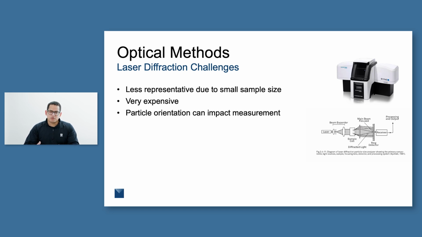One of the other challenges with the optical method, especially the laser diffraction method, is that, like we talked about, we're measuring the diffraction based on the particle size. Clay particles, for example, are flat. Depending on the orientation of that particle, you may wind up measuring a different particle size than the actual average size of that particle and how it relates to everything else. So particle orientation can result in error in your measurement.